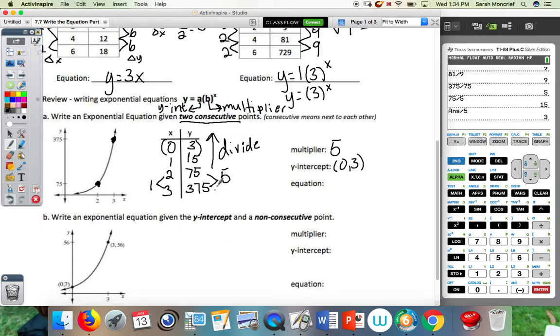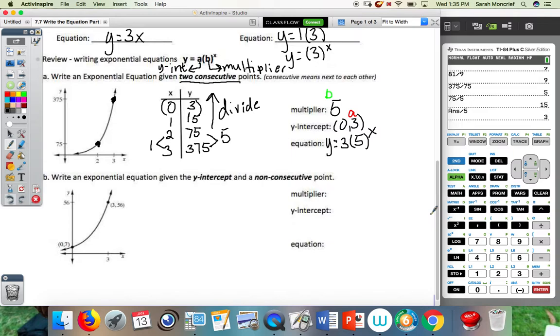Now that we have our multiplier and our y-intercept, let's put it into our equation. y is equal to a times b to the x. What was my a? That was my y-intercept, so 3 is my a. And what was my b? b is my multiplier, so that is 5. So we would just put those into those places. So we have y is equal to my y-intercept, 3, times 5 to the x. And that's it. You guys are pretty good at those. So let's go ahead and move on to b.